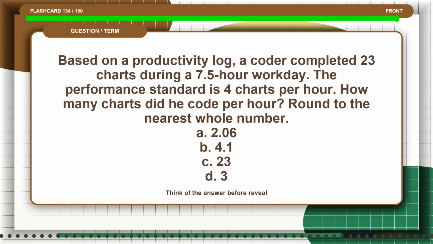Flashcard 134. Based on a productivity log, a coder completed 23 charts during a 7.5-hour workday. The performance standard is 4 charts per hour. How many charts did he code per hour? Round to the nearest whole number. A. 2.06 B. 4.1 C. 23 D. Free. Think of the answer before the reveal.